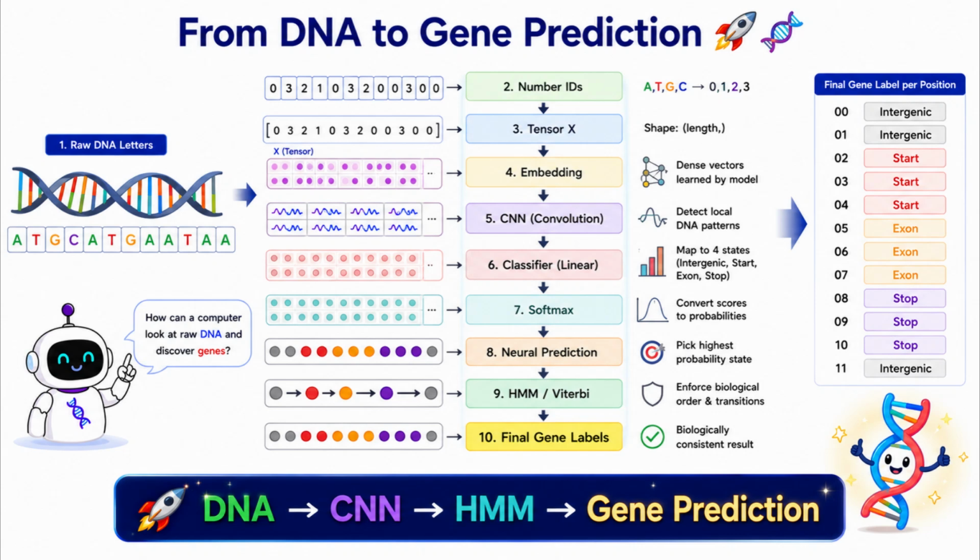How can a computer look at raw DNA and discover genes? In this video, we'll follow the complete journey of the data. Starting from DNA letters, we'll convert sequences into tensors, learn biological patterns with a convolutional neural network, and finally apply Viterbi decoding to produce biologically consistent gene predictions. Let's watch how the data changes at every step.